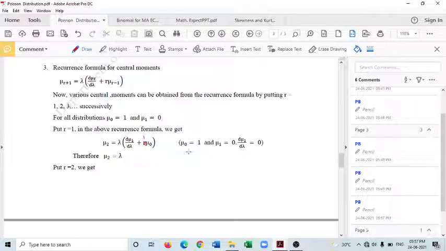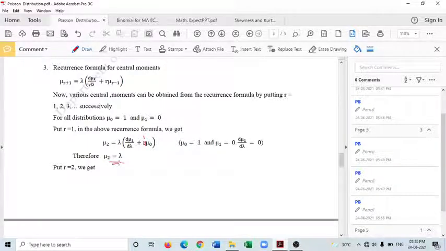We know already that mu 0 is everywhere 1 and mu 1 is everywhere 0. That is, the 0th order central moment is 1 and the first order central moment is 0. Since mu 1 is 0, its derivative with respect to lambda is also 0. So when we substitute these things here, it is lambda into d mu 1 by d lambda, which is 0, plus 1 into 1, since mu 0 is 1. So it is actually lambda into 0 plus 1, that is lambda. So mu 2 equal to lambda.